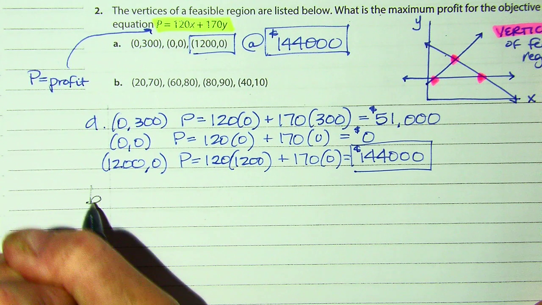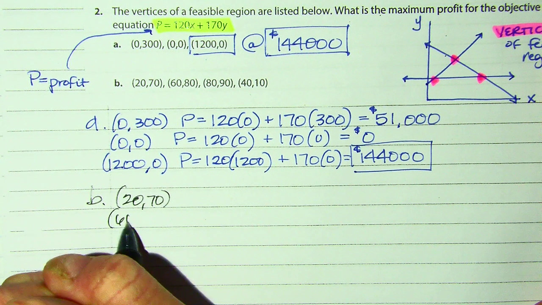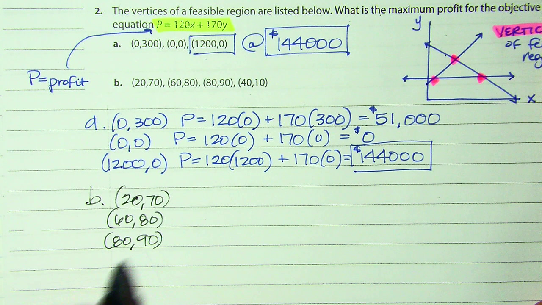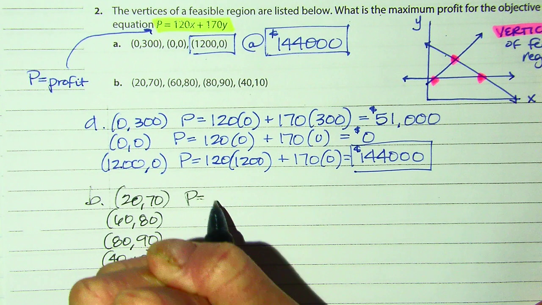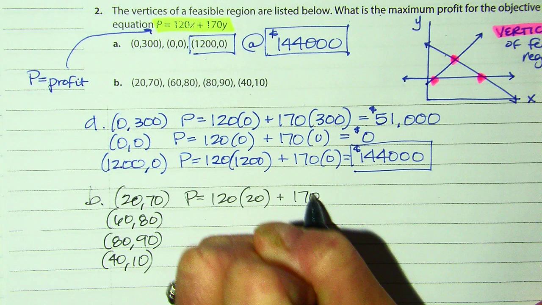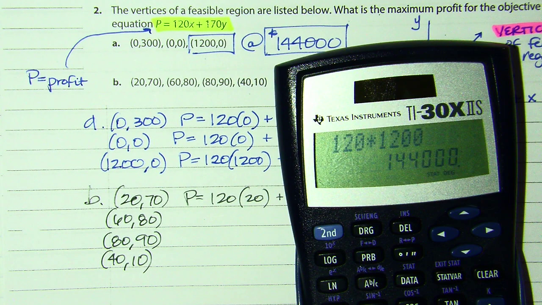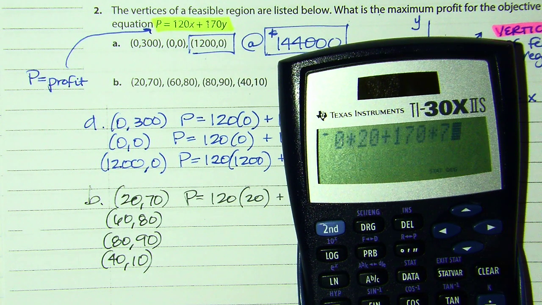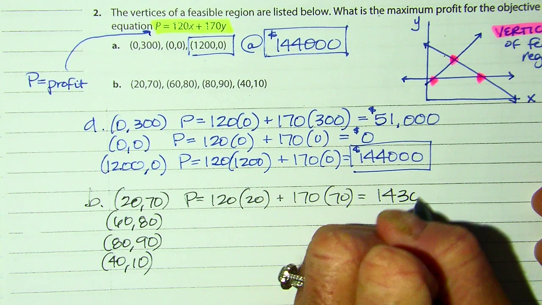So for part B, they gave me 4 points to check: (20, 70), (60, 80), (80, 90), and (40, 10). Again, we're using that same equation, so 120 times x plus 170 times y. So this will probably be the last time I write it down. 120 times 20 plus 170 times 70. And I get a profit of 14,300.